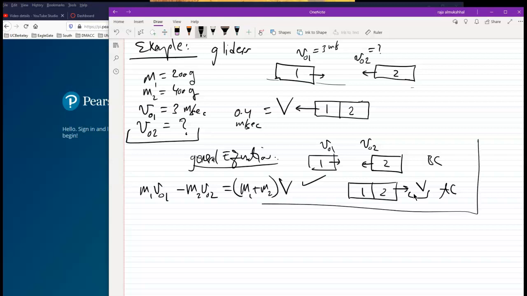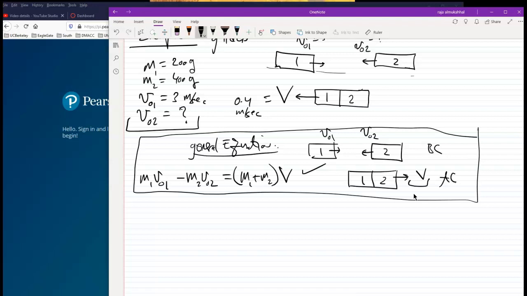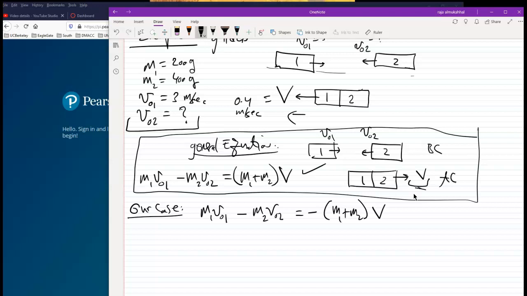Now let's apply those ideas to our problem. But look at the picture here. It looks a little bit different. The only difference is that the big V here is moving in the opposite direction. So for our case, I have M1 V01 minus M2 V02 equals minus (M1 plus M2) big V. Why minus? Because it's moving in the opposite direction. All I need to do is plug in all the numbers and solve for V02, and I'm done, really.